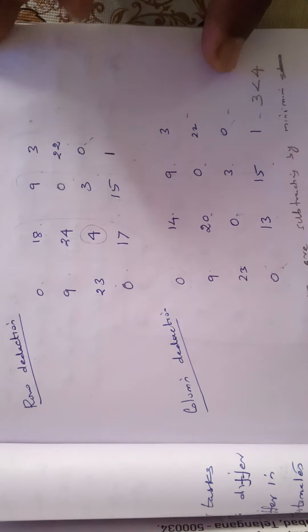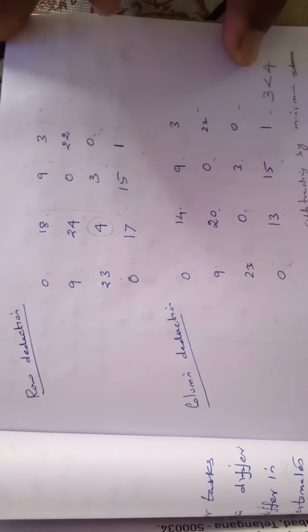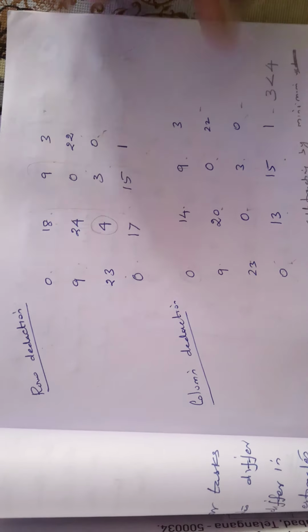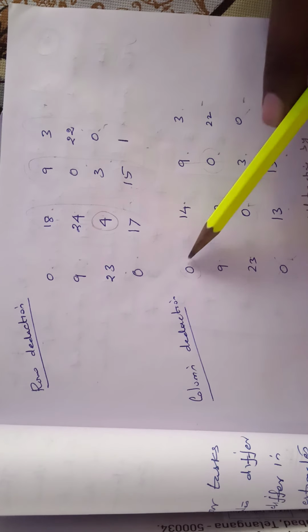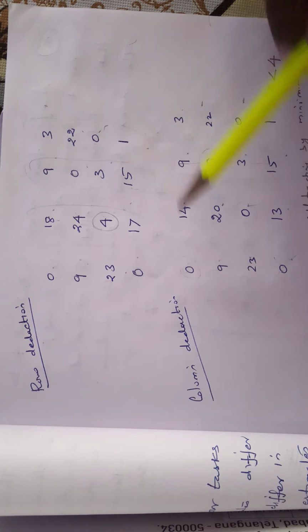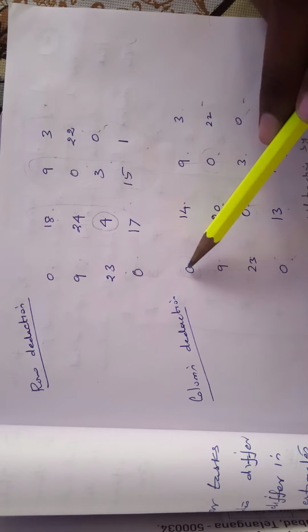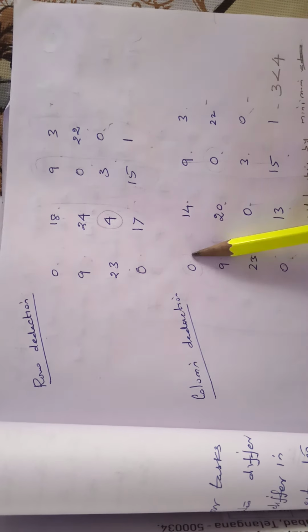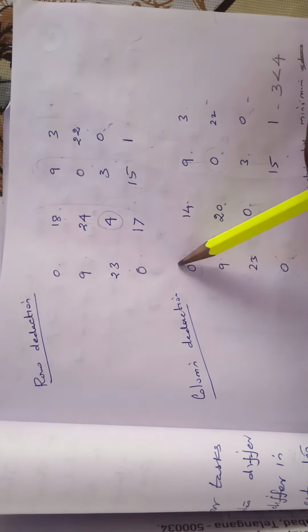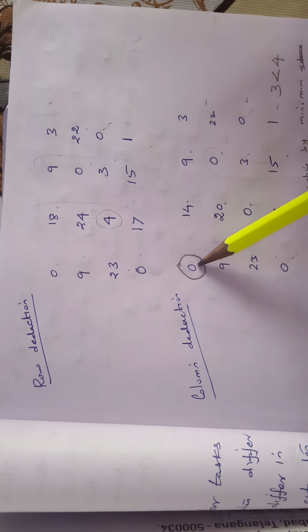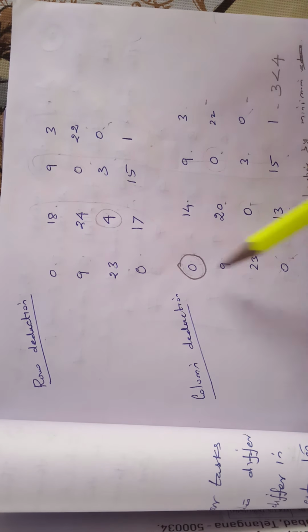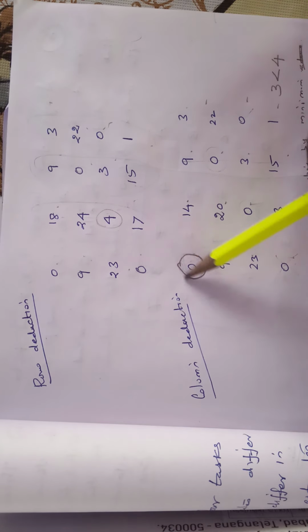So in the problem, first we have to select 0. We concentrate on each and every row, and we take only one 0. In the first row only one 0 is there, no problem. So we select this 0 first. Again we have to see the column and row, and select only one 0. So already one 0 is selected.